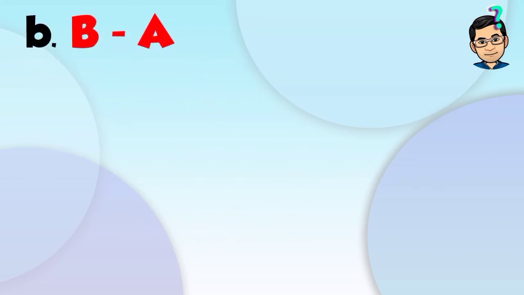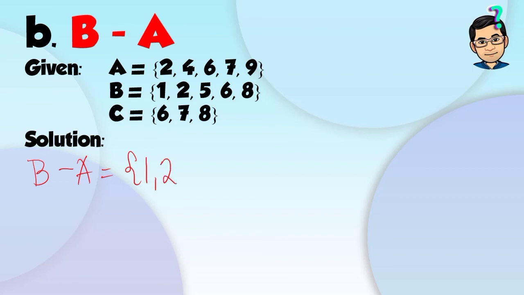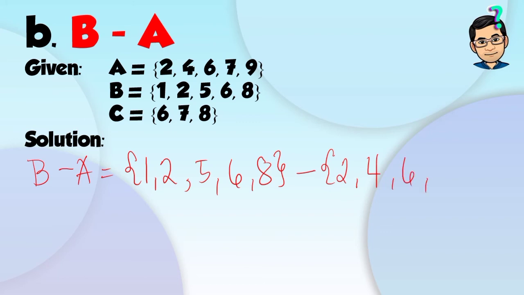So, let's have letter B. B minus A. So, again, list down the elements of B and A. B elements are 1, 2, 5, 6, 8. And then, minus the elements of A, 2, 4, 6, 7, and 9. So, dahil pinagbaligtad lang natin sila, ang common elements nila hindi pa rin nagbabago, which are 2 and 6.